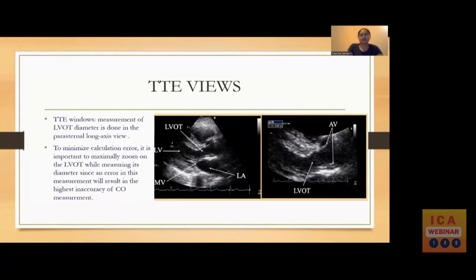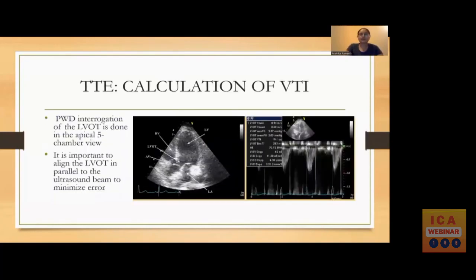This is a very crucial step because the cross-sectional area is going to be a multiple of the square of the LVOT diameter, so any discrepancies in measuring that are going to result in a drastic change in what we ultimately want to calculate. You want to do this while you have maximally zoomed in on the LVOT to ensure the highest accuracy in measuring the LVOT diameter. When we are calculating the VTI, we want to interrogate the LVOT in the apical five-chamber view, mainly because we want to ensure that the direction of the blood is parallel to the ultrasound beam so as to minimize the error.